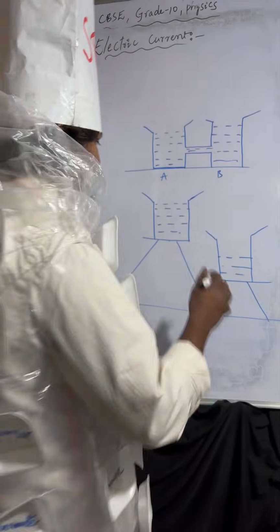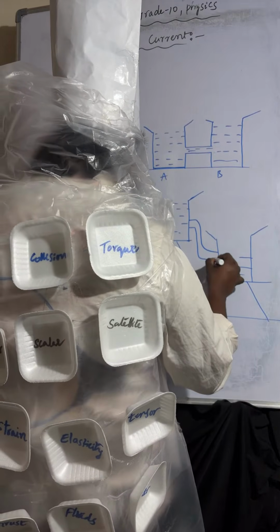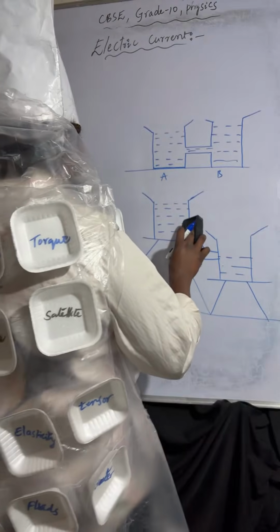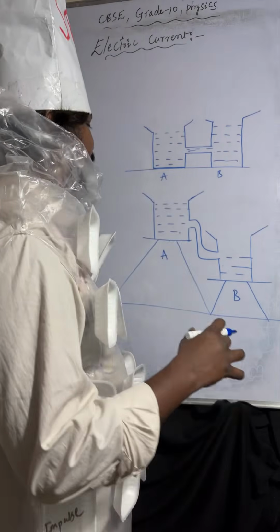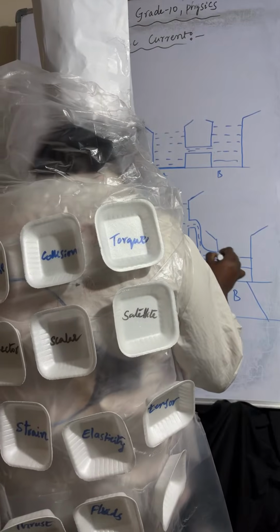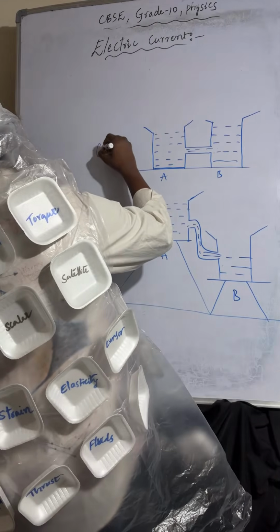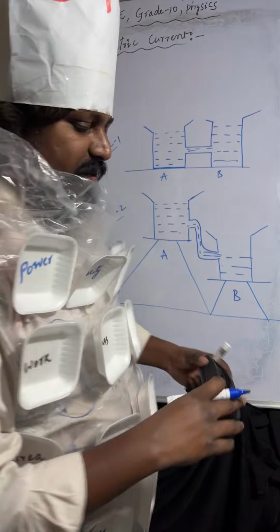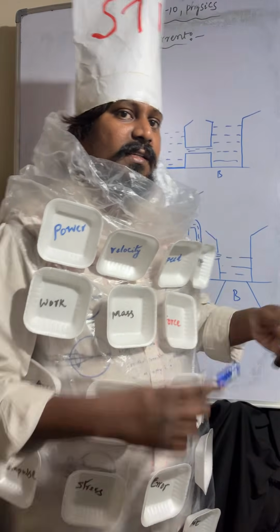Yes or no? Let me know. Water flows from beaker A to beaker B. This is beaker A and beaker B, so there is a pressure difference. In case 1 and case 2: in case 2, there is a pressure difference. Water flows from the high pressure region to the low pressure region.